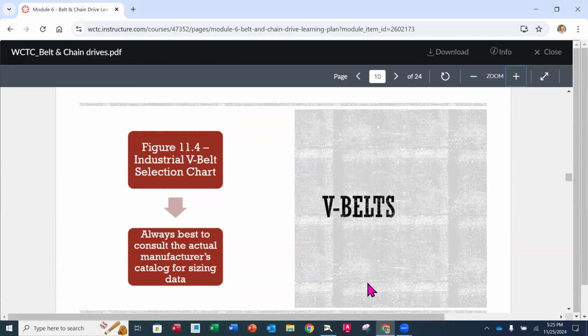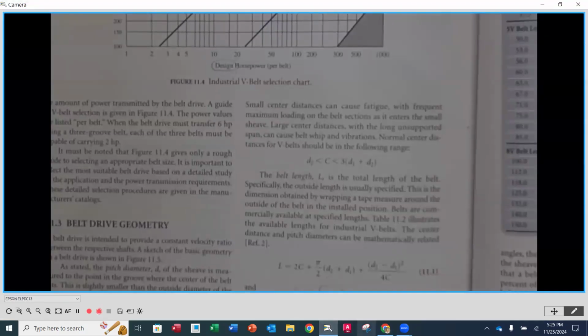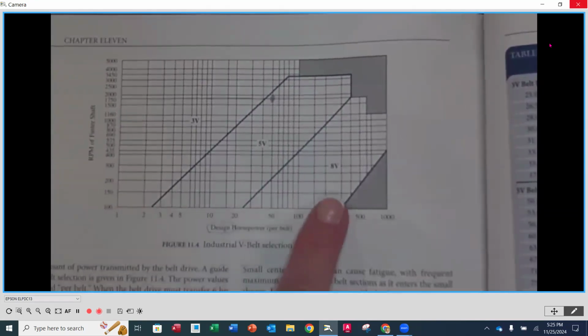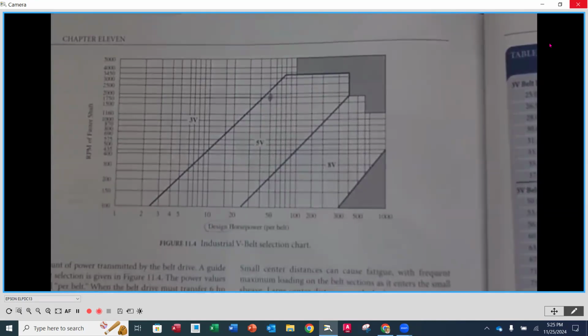V-belt selection chart. As we turn the page and we look at figure 11.4, the application itself is going to dictate which size belt we're going to pick. So is it going to be a 3V, a 5V, or an 8V? We saw pictorially how they change in size. So we go up in size as we go to the right here. But where do we start?